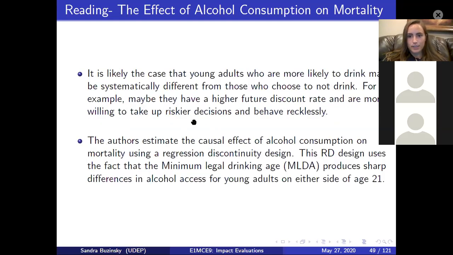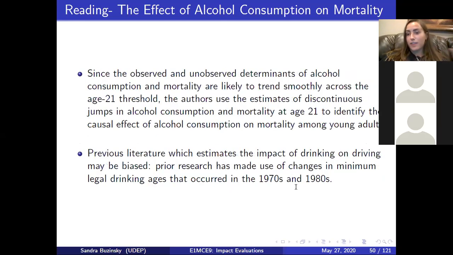So yeah, as I said, young adults who are more likely to drink may be different from those who choose not to drink. For example, they have a higher future discount rate, so they're more willing to take up riskier decisions and behave recklessly. So the authors estimate the causal effect of alcohol consumption on mortality using an RD. This is going to use the minimum legal drinking age to produce a sharp difference in alcohol access for young adults on either side of the 21 age cutoff, which is actually really tight in the United States. It's pretty strict though.